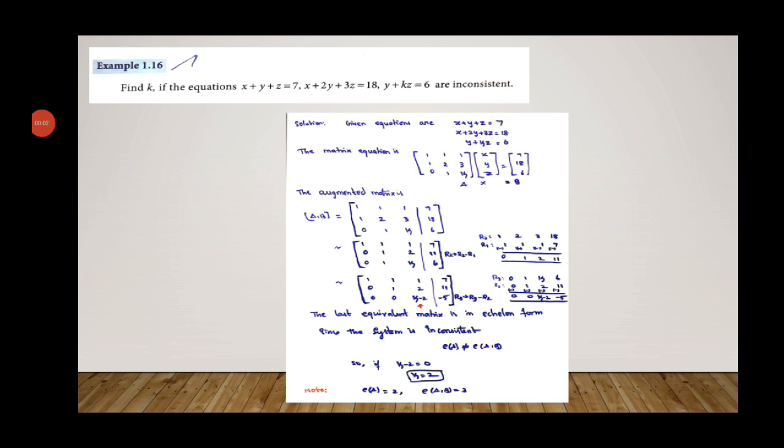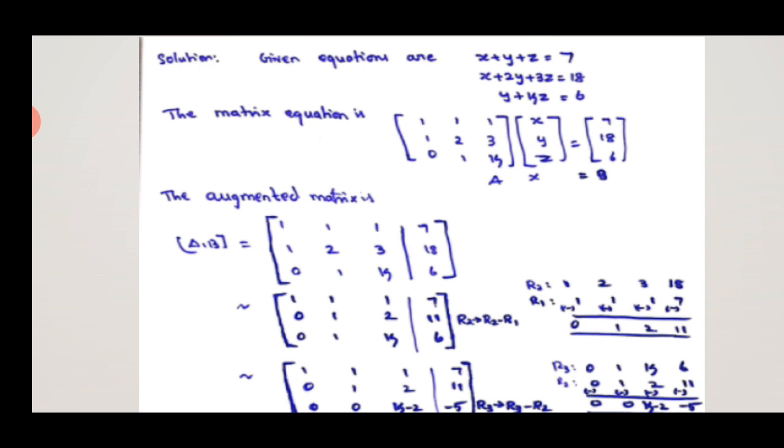Find k if the equations are inconsistent. Okay, we have to find the value of k in the case where the equations are inconsistent. So first we write the given equations, and with that the matrix equation is written. From the first equation I write the coefficients 1 1 1, second equation coefficients 1 2 3. In the third equation we don't have an x term, so 0, for y we have 1, for z we have k, so 0 1 k. The variable matrix is x y z, because three variables are used. And the constant matrix is 7 18 6, that is the B matrix.